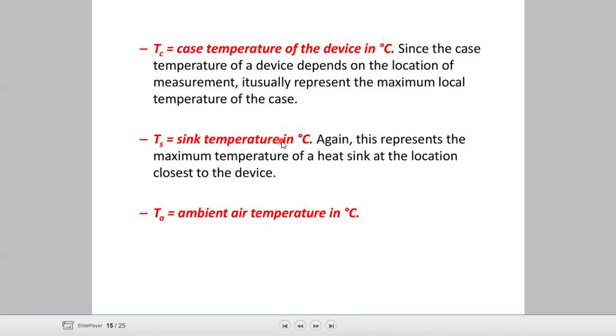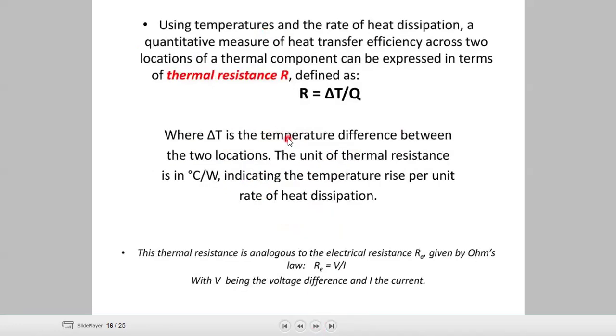it usually represents the maximum local temperature in this case. Ts equals sink temperature in degrees Celsius. Again, this represents the maximum temperature of the heat sink at the location closest to the device. Ta is the ambient air temperature in degrees Celsius. So if you want to measure the thermal resistance, that is R equals delta T by Q, where delta T is the temperature difference between the two locations. The unit of thermal resistance is degrees Celsius per watt, indicating the temperature rise per unit rate of heat dissipation. This thermal resistance is analogous to the electrical resistance given by Ohm's law.